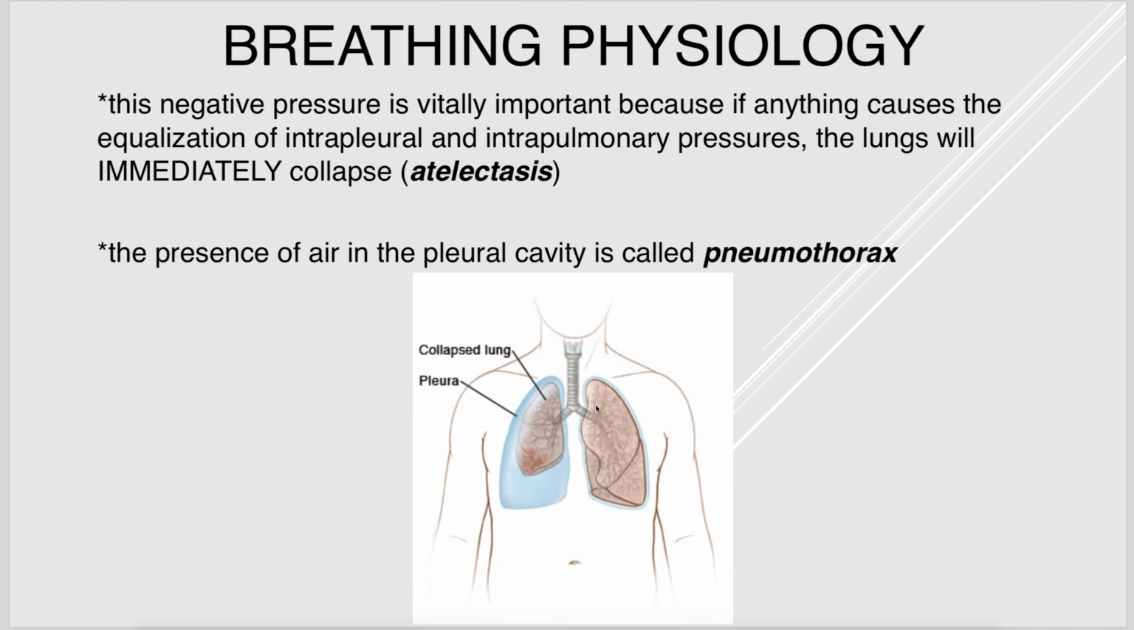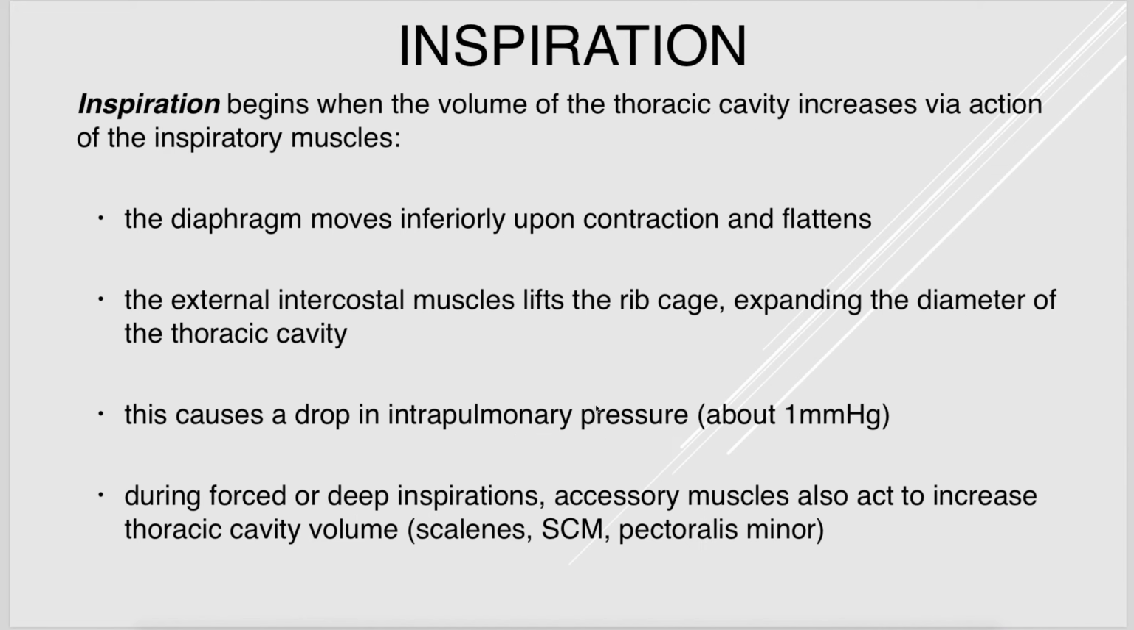Now we talked about if negative pressure equalizes with intrapulmonary pressure, you're absolutely going to have a collapsed lung, no doubt about it. And that's of course known as atelectasis. Air in the pleural cavity is called pneumothorax. So they're related, but they're not the same thing.